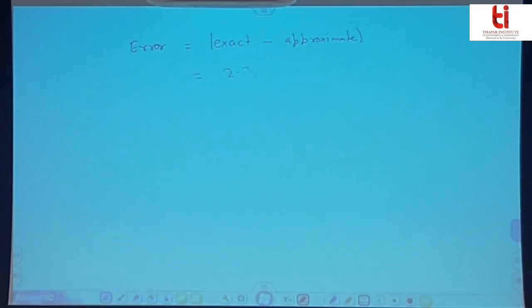Exact is 2.3 minus 2.5 by the trapezoidal rule. Okay, so we are getting some error by the trapezoidal rule. Error by Simpson 1/3 rule: we are getting 2.3 minus 2.33. Here we are getting less error in comparison to 0.2. Here it is coming out to be 0.03.